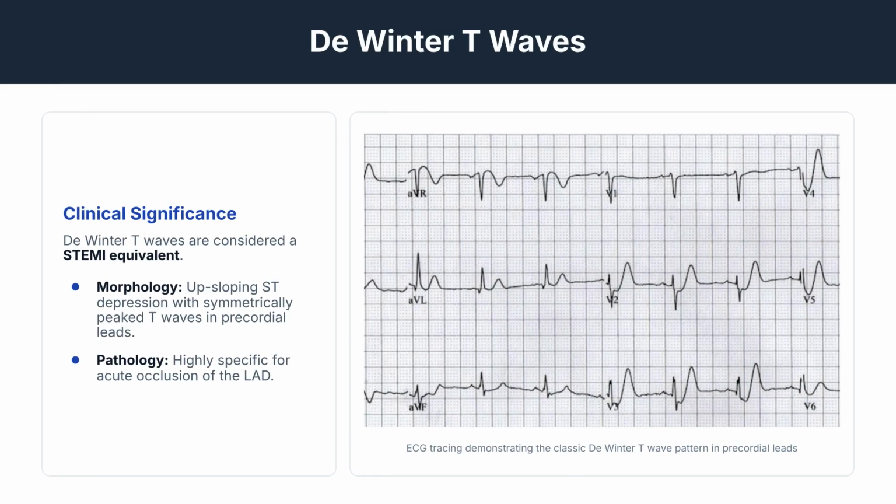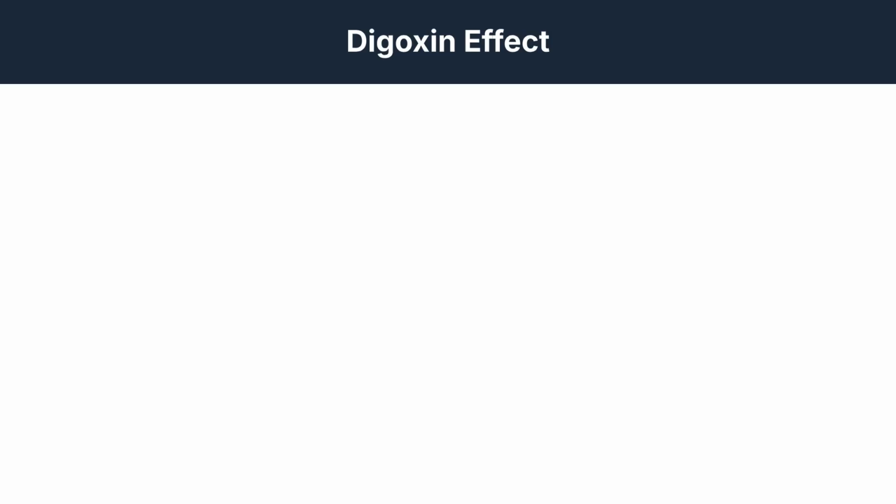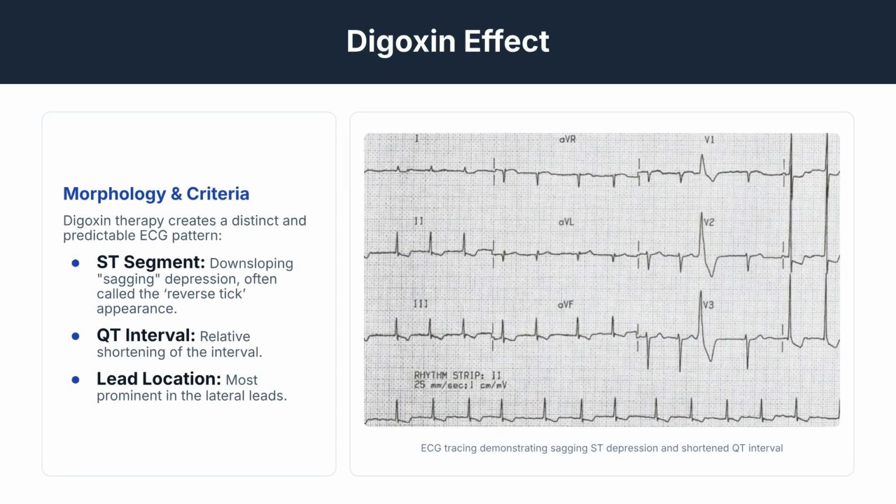De Winter T waves are considered a STEMI equivalent. Their morphology is characterized by upsloping ST depression and symmetrically peaked T waves in precordial leads, highly specific for acute LAD occlusion. The digoxin effect results in a distinct, predictable ECG pattern.